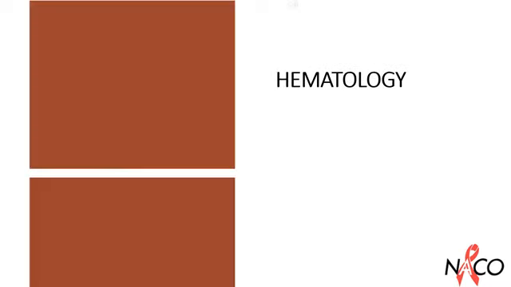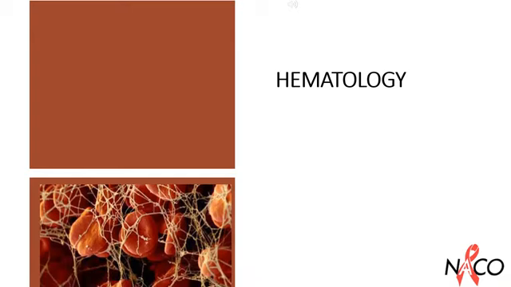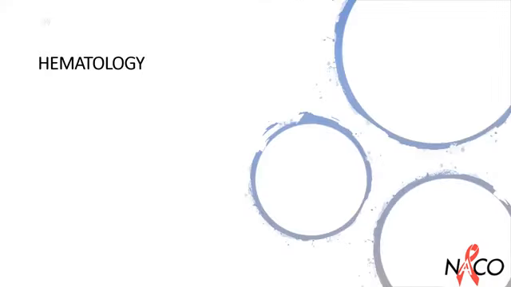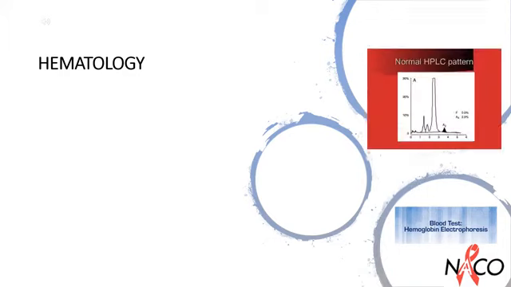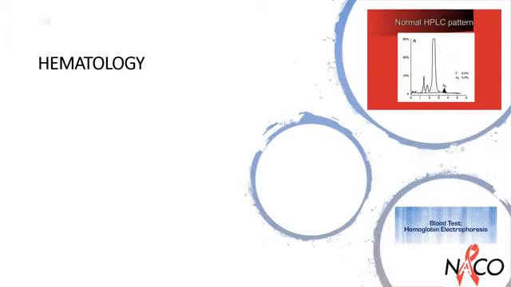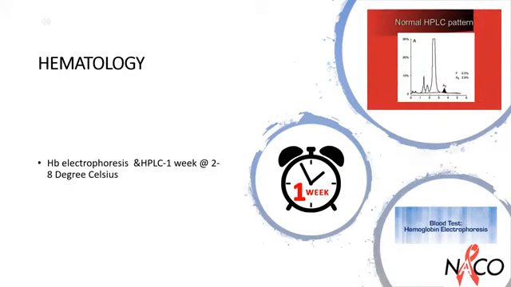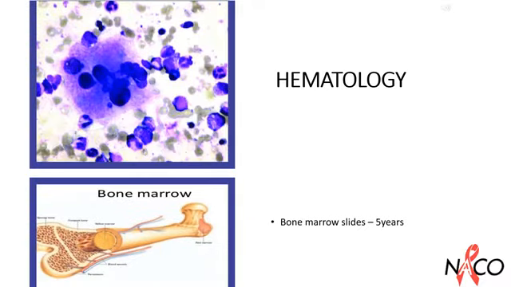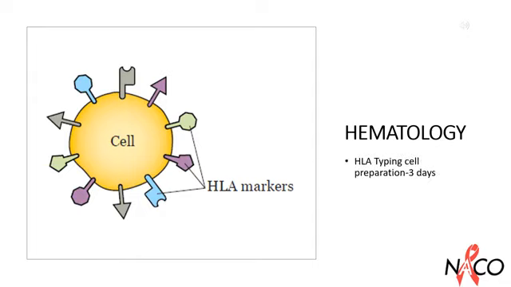Samples for coagulation screening tests should be kept at room temperature for less than 4 hours. Samples for hemoglobin electrophoresis and high performance liquid chromatography should be kept at 2 to 8 degrees Celsius for 1 week or can be kept longer if kept below -20 degrees Celsius. Bone marrow slides can be kept for 5 years. HLA typing cell preparation should be kept for 3 days.